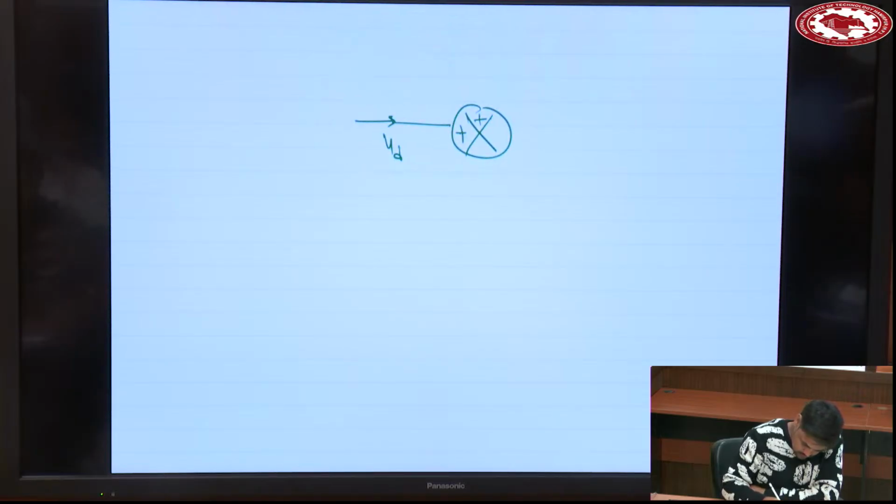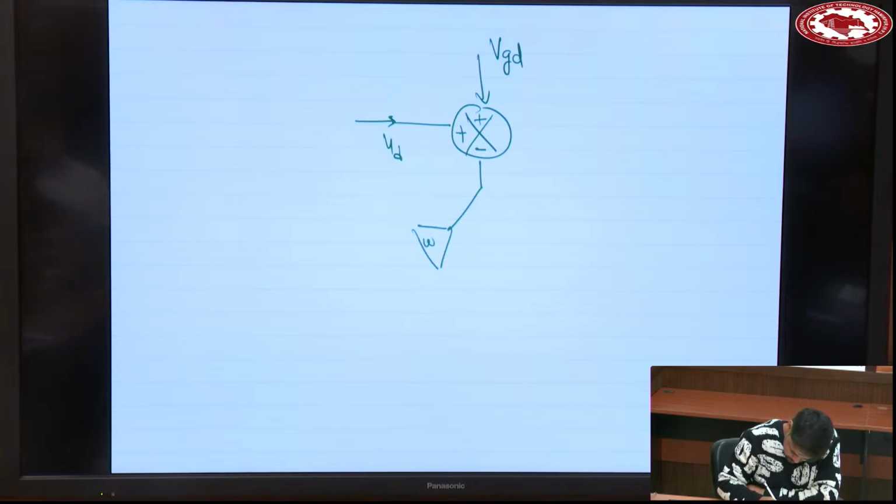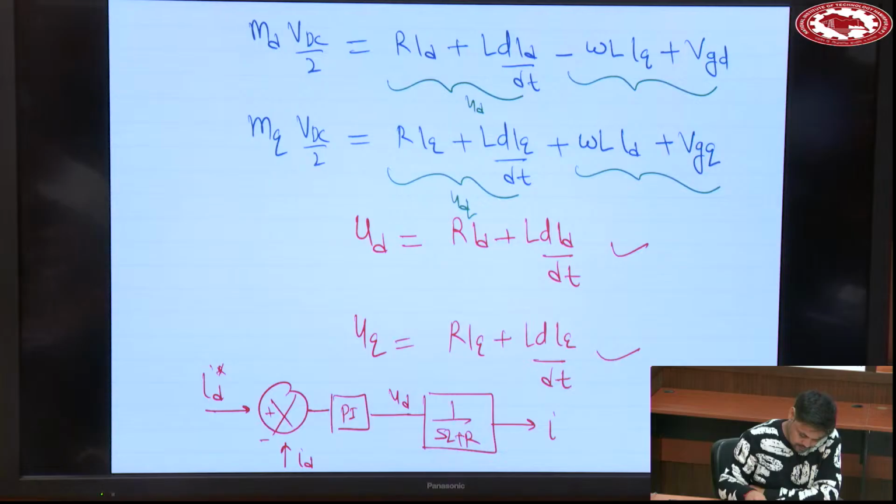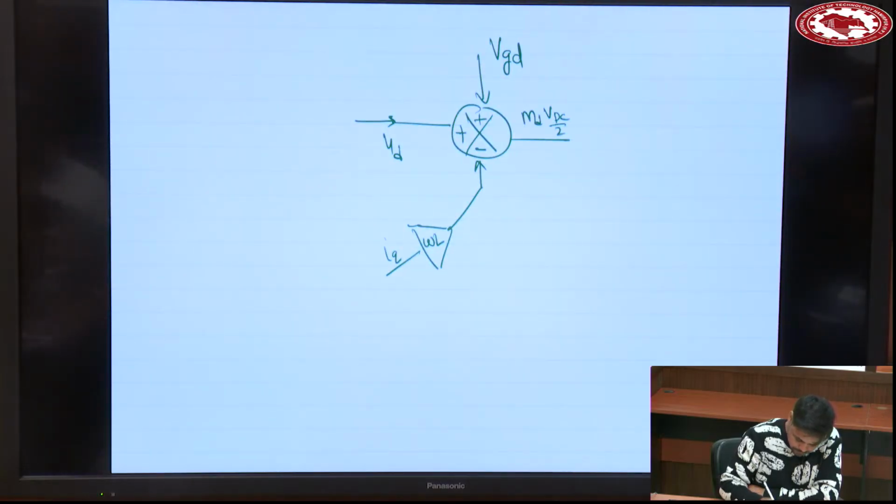UD, this is UD, VGD, omega L, and here will be IQ. You get this? MD VDC by 2. And if you divide it by VDC by 2, you can get modulation index MD.